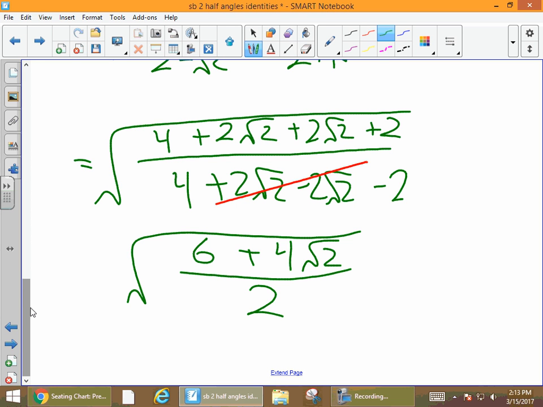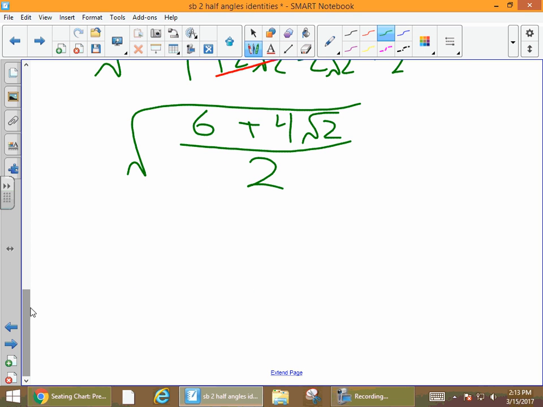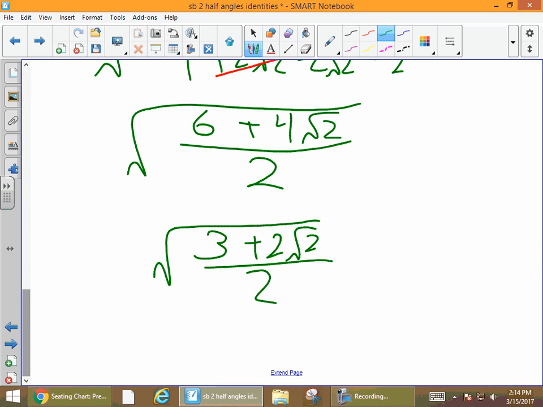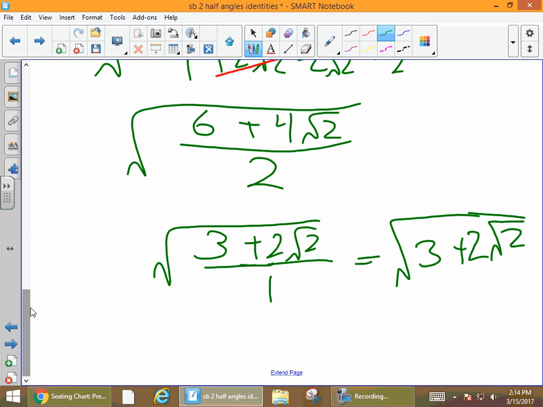So are we done yet? One more step. So we have even numbers. 6 is even, 4 is even, 2 is even. What can we do? We can simplify it. What can we take out? 2. These can all be divisible by 2. So it becomes 3 plus 2 radical 2 over 1. If you were to divide them all by 2 and simplify it, we really don't have to worry about that 1 in the denominator. So it's just 3 plus 2 radical 2. And that is your answer.